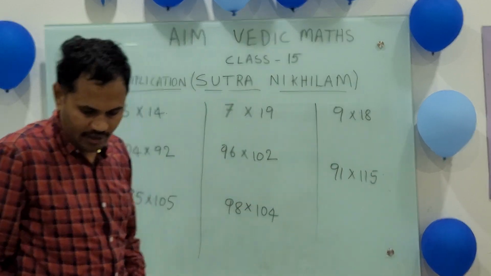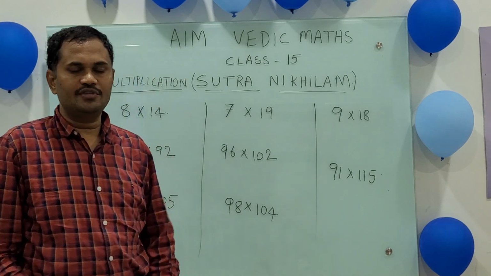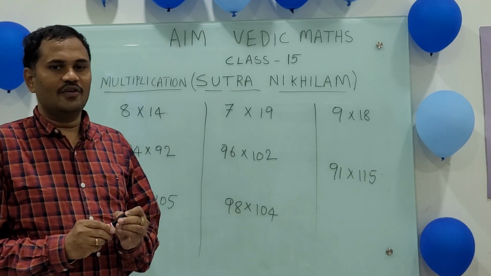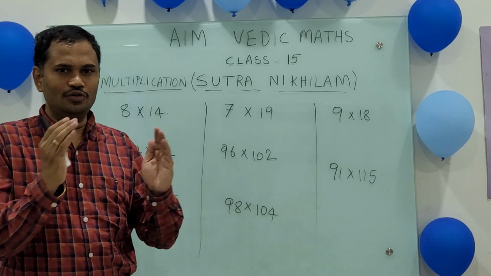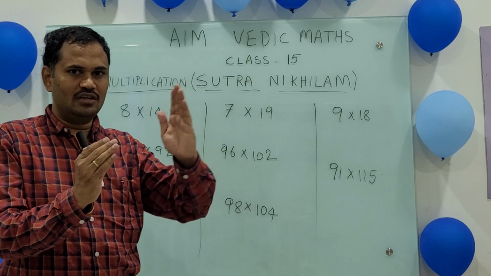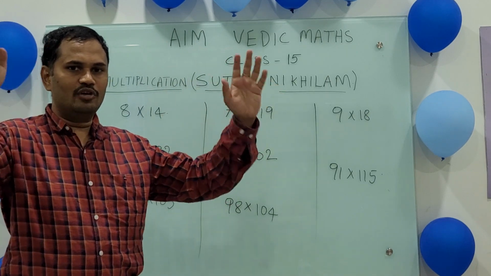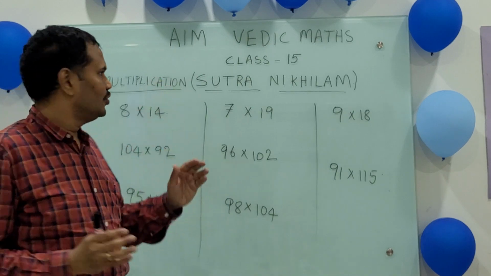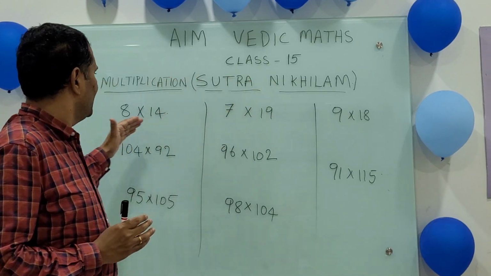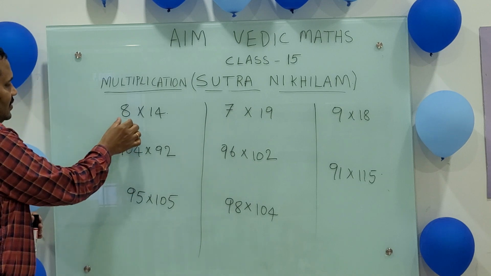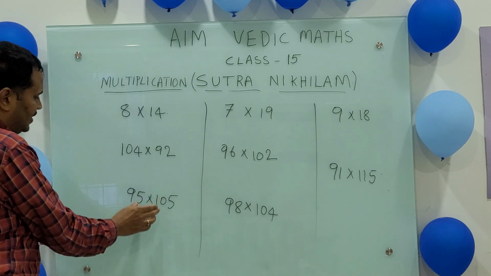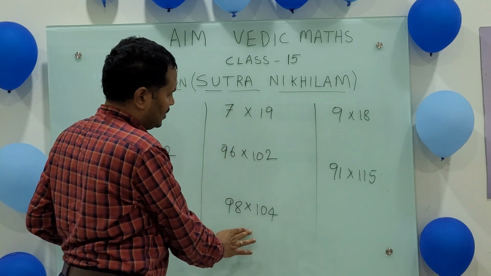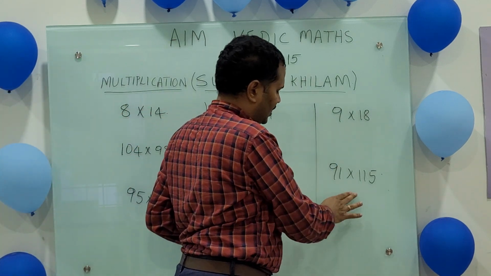This is a very good principle in Vedic mathematics wherein you are going to do the product at ease. Once you have numbers very close to a base, whether 10, 100, 1000, 10,000, 1 lakh, 1 crore, where the base is very close to these two numbers, immediately you should recollect that Sutra Nikhilam will help us in doing the product. Here the base is 10, here the base is 100, here the base is 100, here the base is 10, here the base is 100, 100, 10, 100.